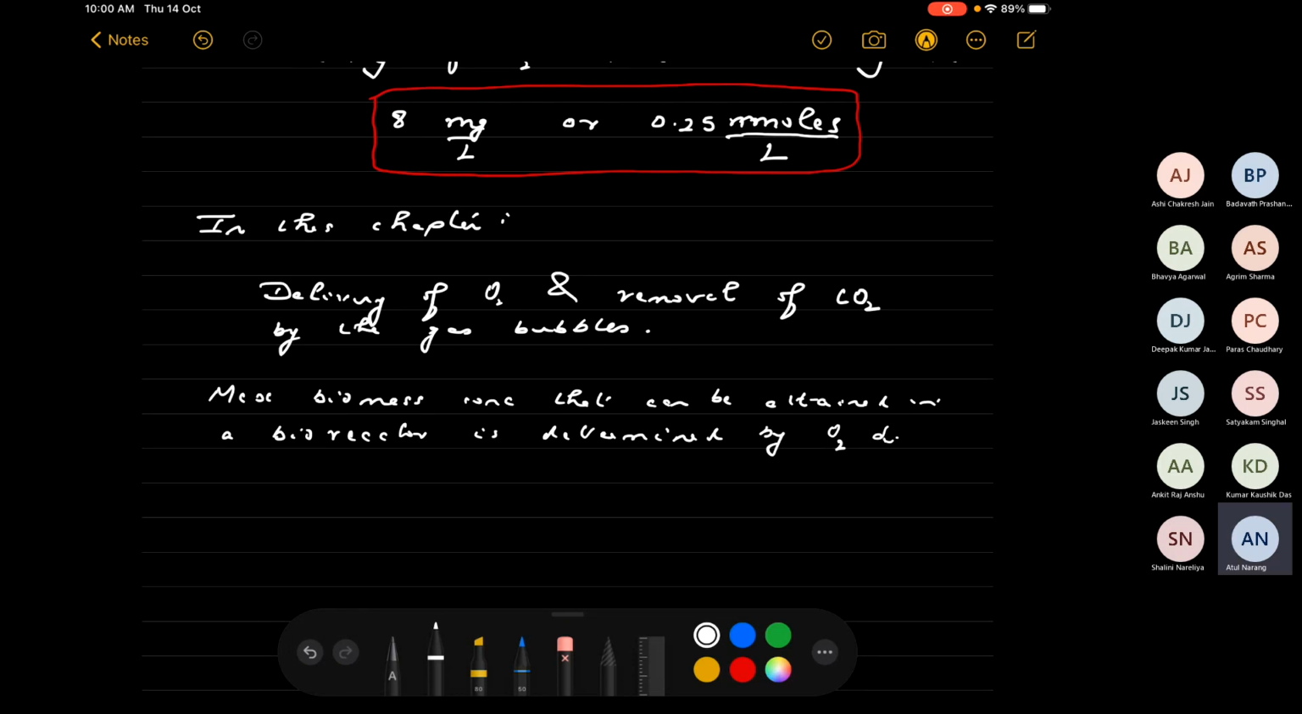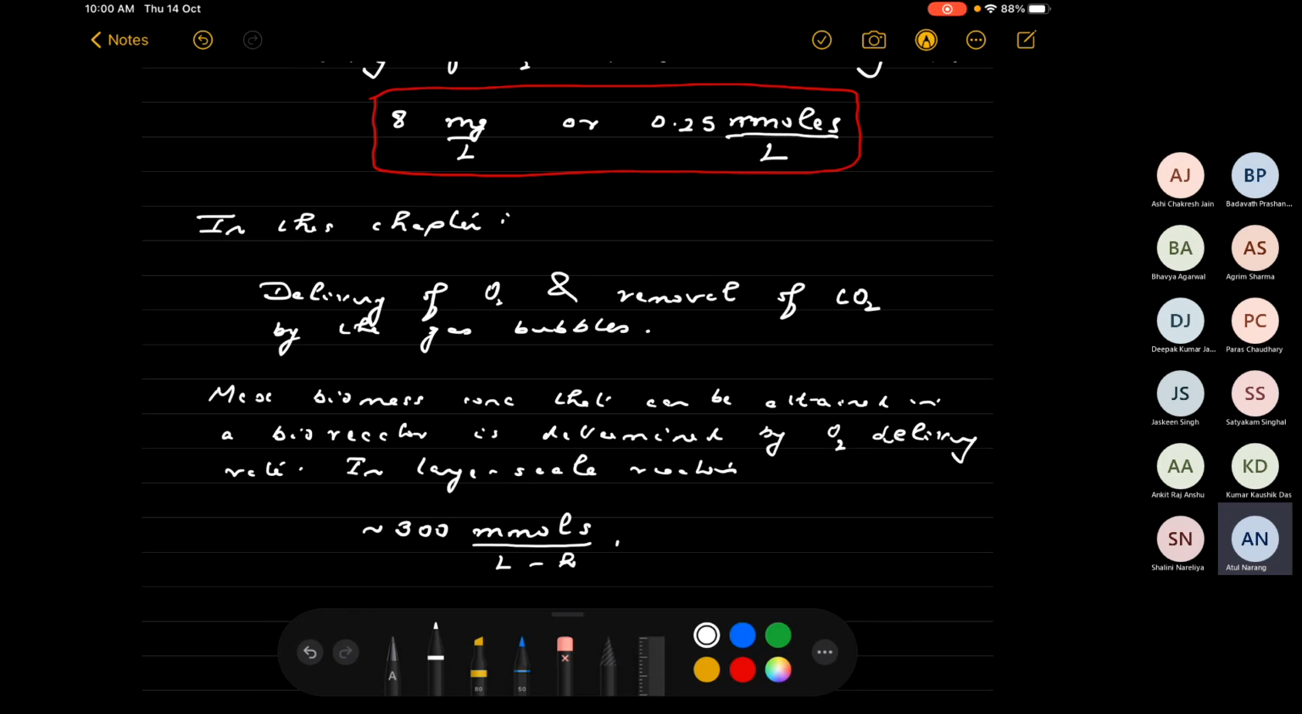So this is oxygen delivery rate. In large scale reactors, I might as well give this number in more detail. In large scale reactors, you cannot deliver more than, this is the upper limit of how much oxygen you can deliver, 300 millimoles per liter per hour.